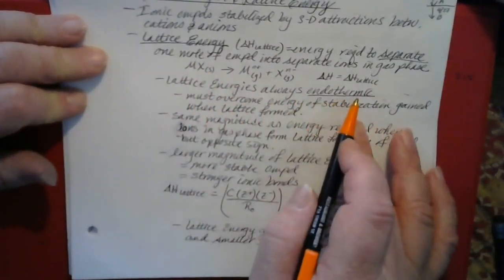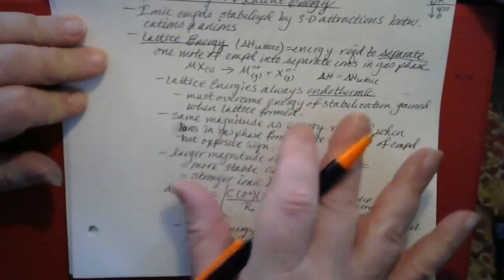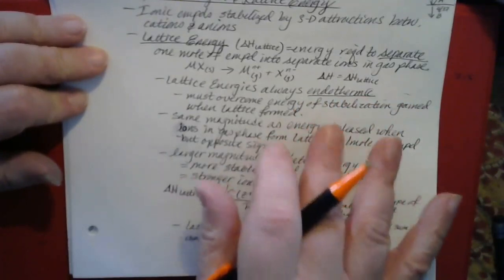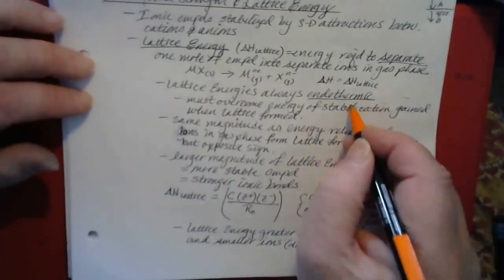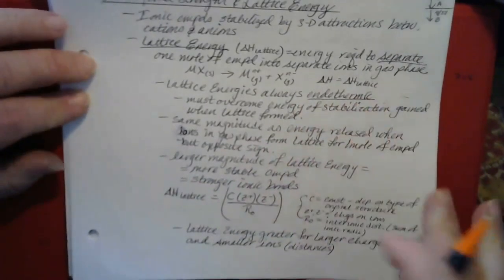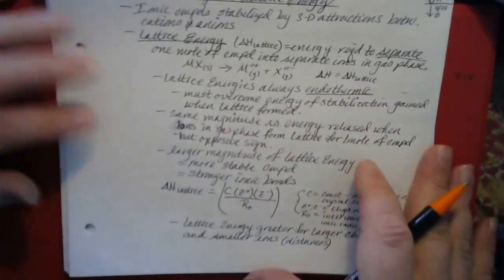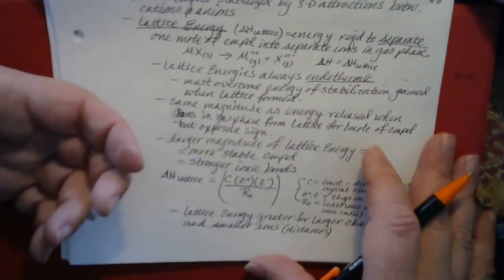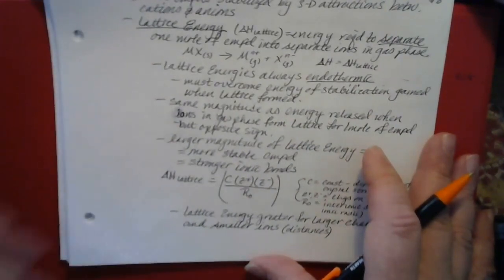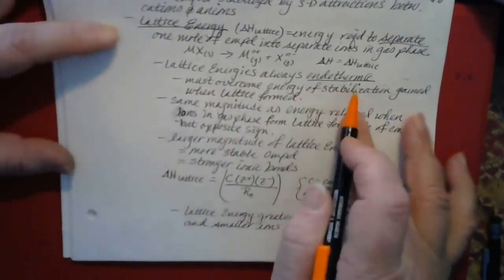Lattice energies are always endothermic, that is, always positive, because you always have to put energy in to break up the lattice of an ionic compound. Those lattices form in the first place for a reason, usually because they're more stable than the separate ions were before the lattice formed. And when you form something that results in greater stability, you give off energy, and in order to reverse that process, you have to put energy in. So that's why lattice energies are always endothermic, or positive.